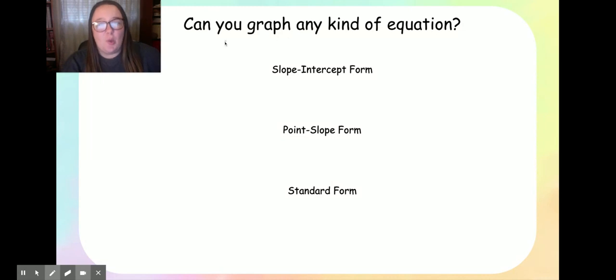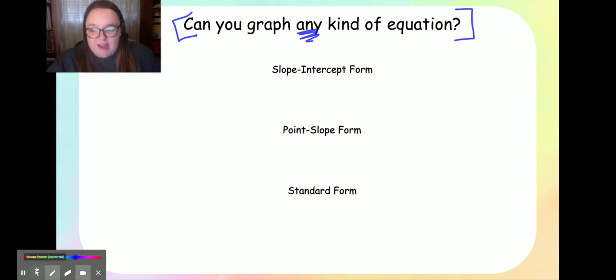I have a big question for you, and it is this question right here. Can you graph any kind of equation? That's the keyword, any equation. So no matter if I give it to you in slope-intercept, point-slope, or standard, you've got to be able to graph it. I think that we are pretty good with the first two. We're going to make sure though, and in this video specifically, we're going to focus on standard form because that's the one that's the hardest to graph. We'll do the first two just to practice and make sure that we are good and we can answer that question with a definite yes, okay?